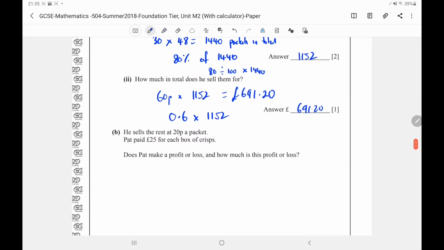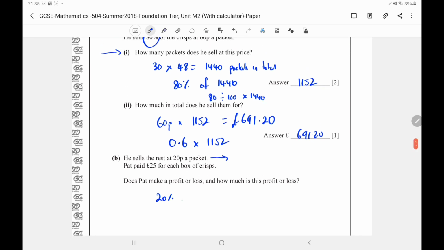Part B, he sells the rest at 20p a packet. So how many is that? So the rest is 20% of 1440. Or just subtract 1152 from 1440. But if you do 20% of 1440, then you will get 288. So he sold these 288 packets for 20p, which is £57.60. So he made £57.60 selling packets for 20p each.